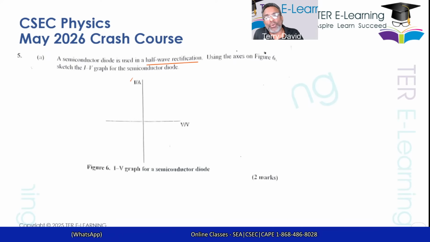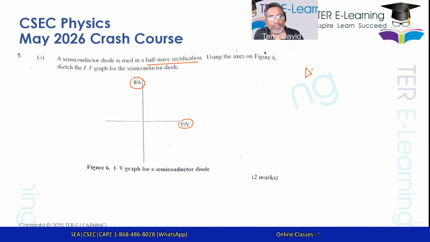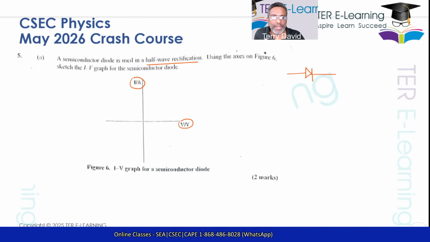So this here is I, current in amperes, and V, voltage. First of all, the circuit symbol for a diode is this. You all need to know that. That's a semiconductor diode. What a semiconductor diode does is allow current to flow in one direction only. So a diode will allow current to go only in that direction.